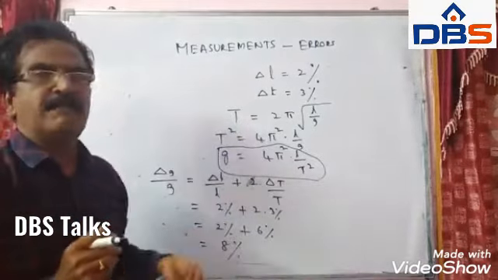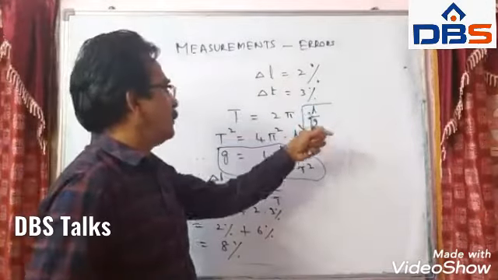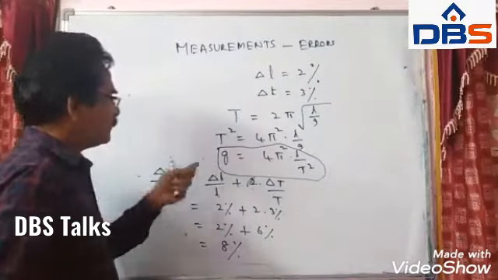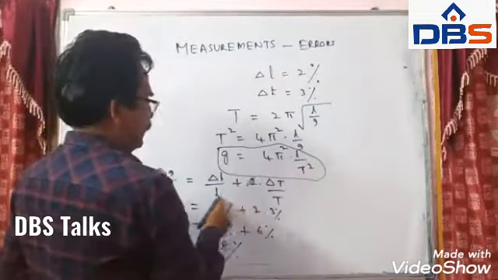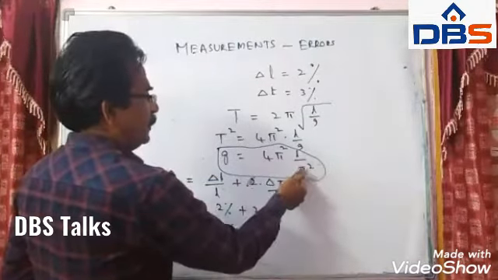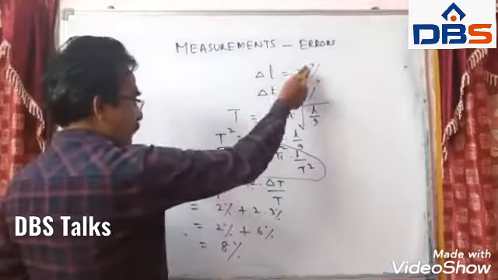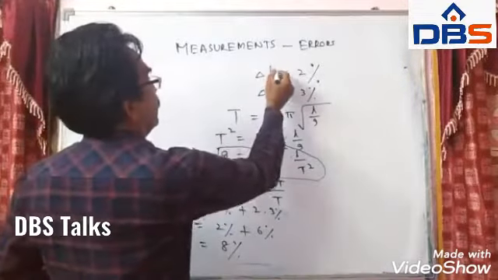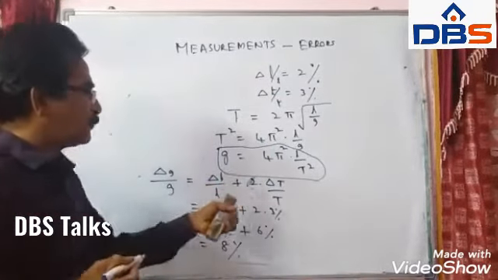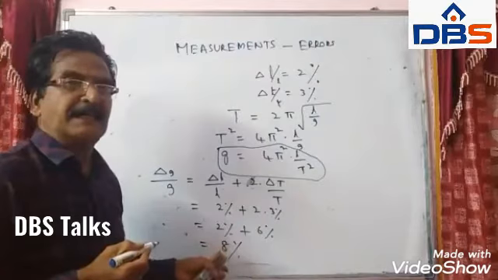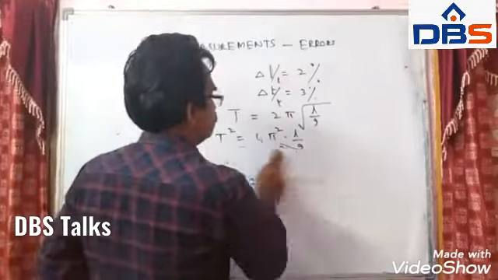So this is a very simple problem, friends. This formula you have to remember, and after that everything is easy. Delta g by g is equal to delta l by l plus 2 into delta t by t. Delta l by l is given, that is 2%. On substituting the given values, we directly get the percentage. So this is the next problem, friends. Let us see the next problem.